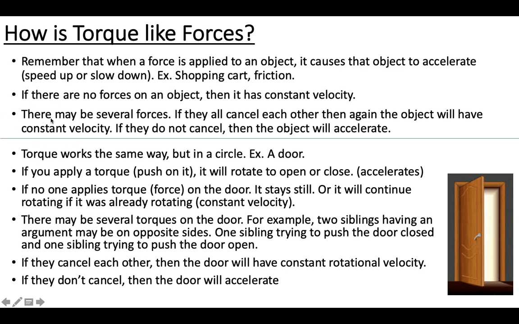The last one up top, there may be several forces. If they cancel, then it's constant velocity. Look at the fourth bullet down here. If there's several torques, then they cancel. Fifth bullet, if they cancel, then constant velocity. Back up here, and the third bullet, if they don't cancel, then the object will accelerate. Same thing with torques, right down here at the bottom. If they don't cancel, it will accelerate.